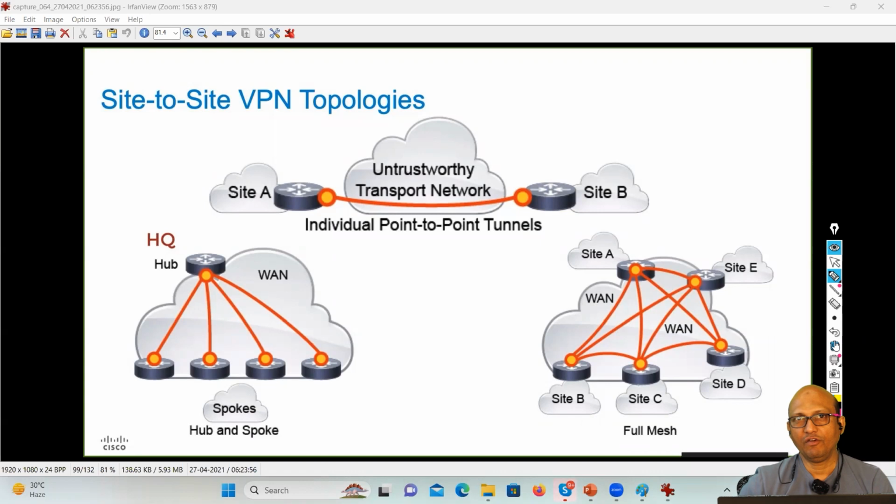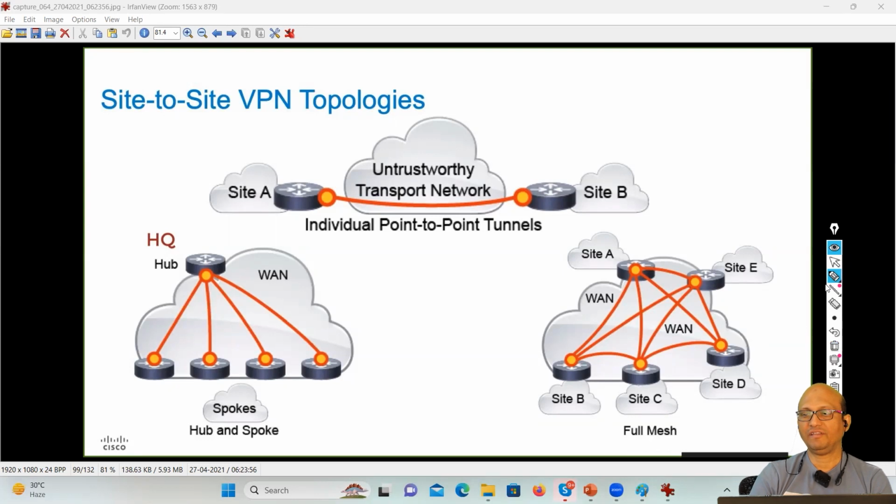Like, if I give a call to my friend, who is the initiator? I am the initiator. Who is the responder? He is. And we both communicate with each other in both directions. Sometimes he gives me a call, sometimes I give him a call. Sometimes site A initiates the VPN, sometimes site B initiates the VPN.